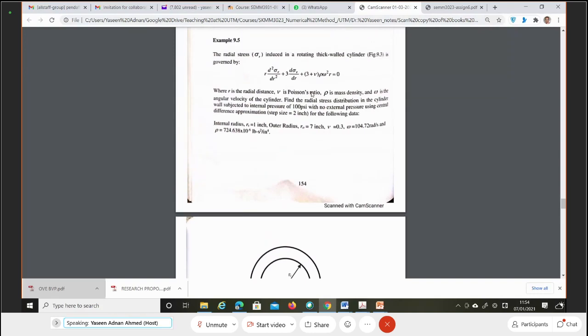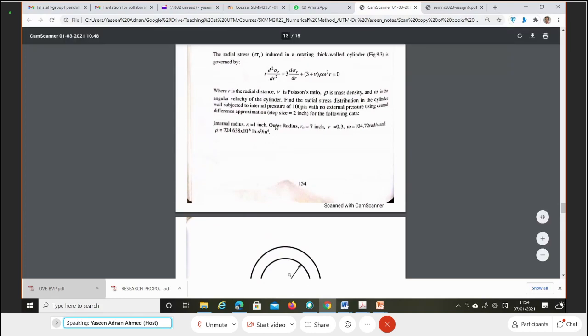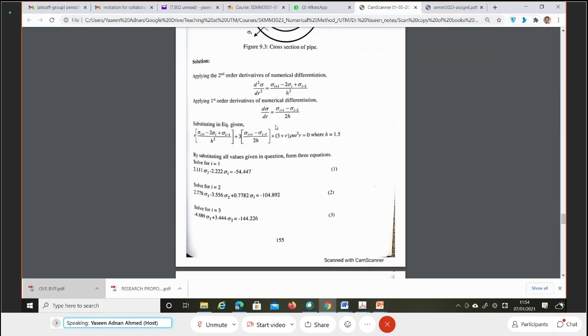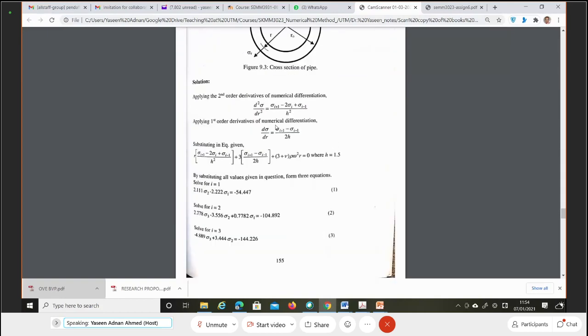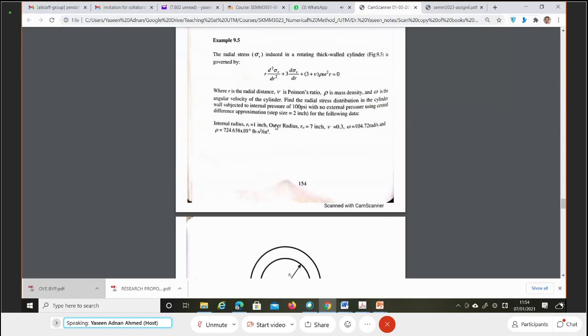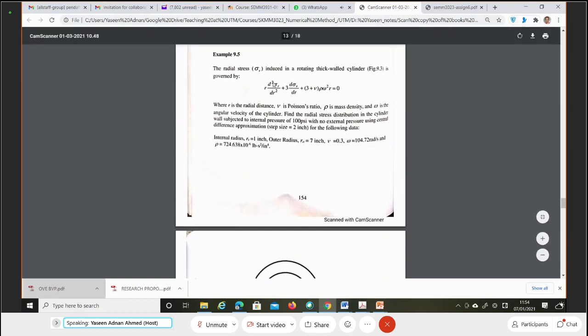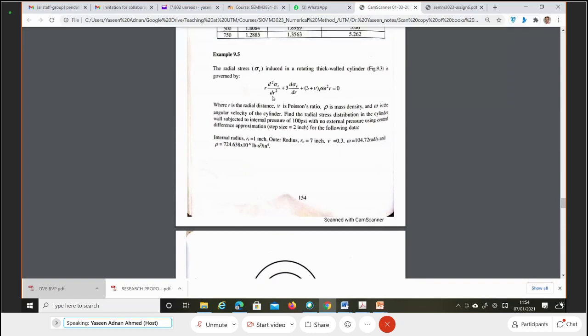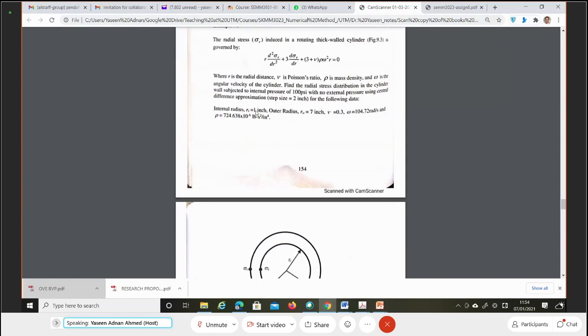So I think they use a shooting method here. I don't know which method they use. Let me scroll down. Oh no, finite difference. Okay, so you have to find out the radial distribution. It means you have to find out d sigma by dr. You have to do that. It means how sigma changes with respect to r, the value of sigma for different r. Step size they say is 2, inner radius is 1, and outer radius is 7. So 1, then 3, then 5, then 7. This is straightforward, very easy.